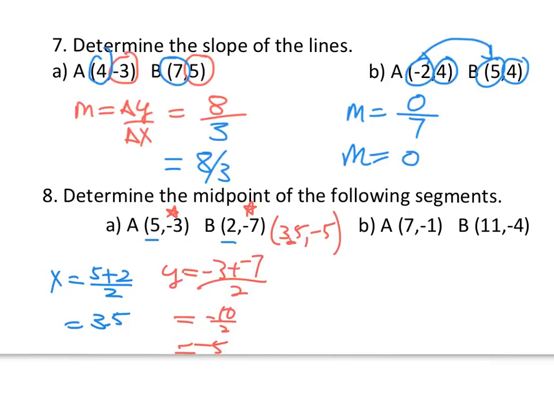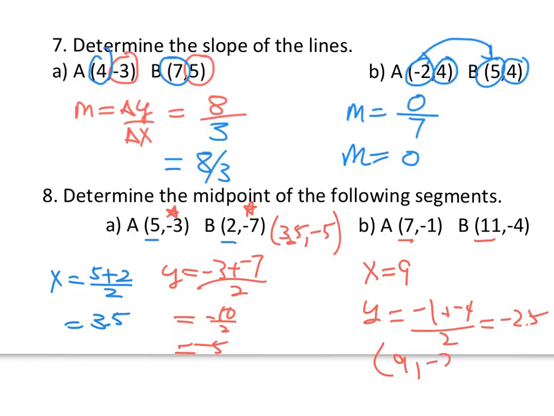Doing the next one, the x values averaging out 7 and 11, the middle number, that x value middle number is 9. 9 is in the middle. For the y value, I'll calculate that out, negative 1 plus negative 4 divided by 2. That's negative 5 divided by 2, which is negative 2.5. So the midpoint is at 9 and negative 2.5. That's the middle value between these 2 points.